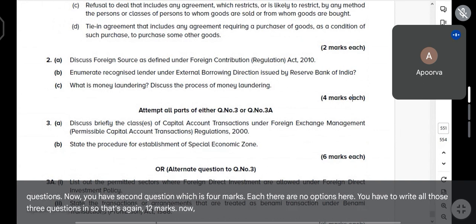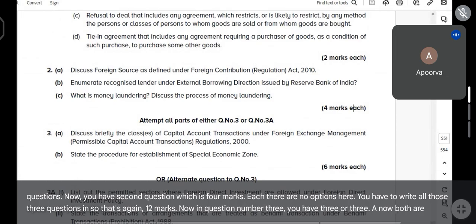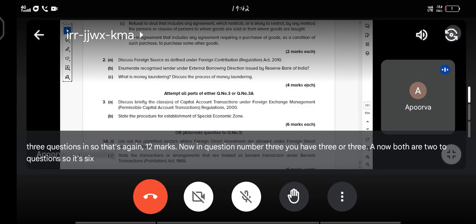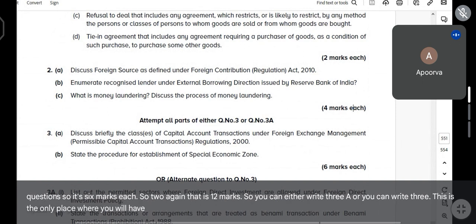Now in question number 3, you have 3 or 3A. Both are 2 questions, so it's 6 marks each. So again, that is 12 marks. You can either write 3A or you can write 3. This is the only place where you will have options. Other questions, you do not have options.